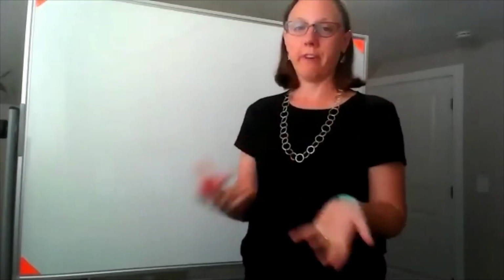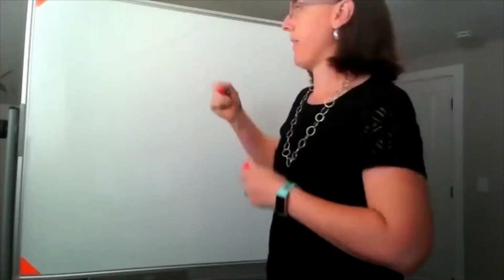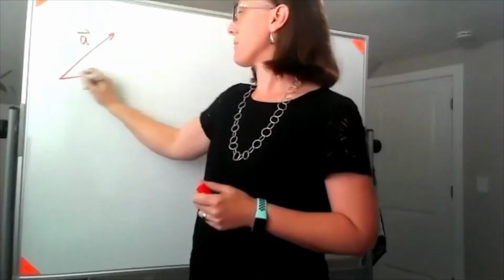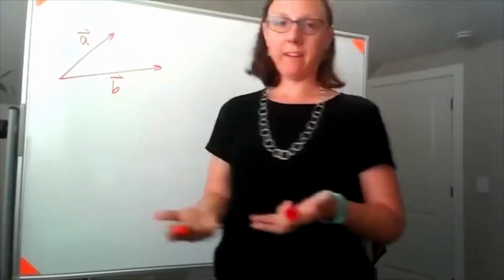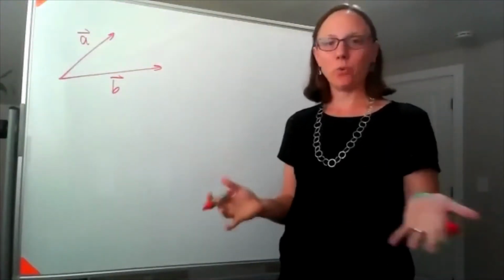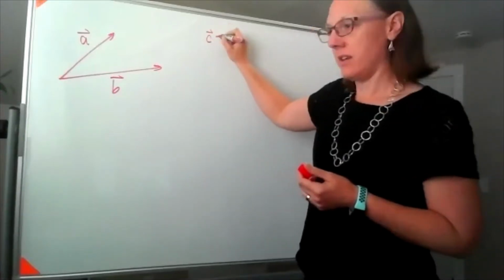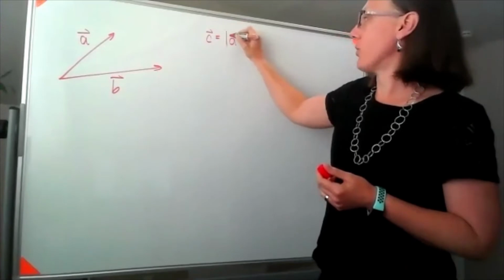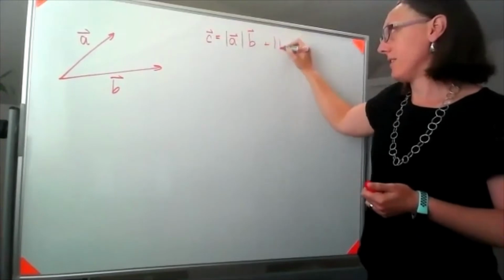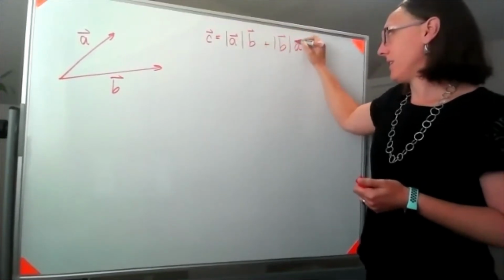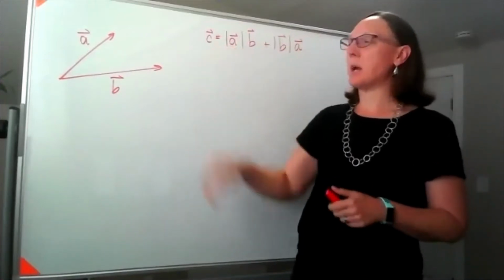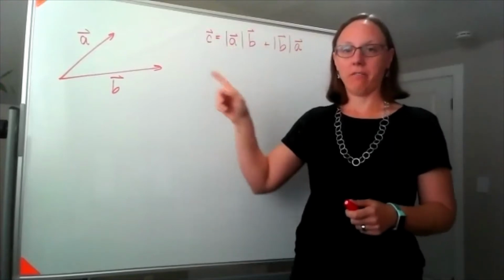We're told that we have two vectors, A and B. So I'm just going to draw them generally. Let's say that that's my A and that's my B. And we're asked to consider a new vector, C, that's equal to the magnitude of A times B plus the magnitude of B times A. And what we're asked to show is that C bisects the angle of A and B.